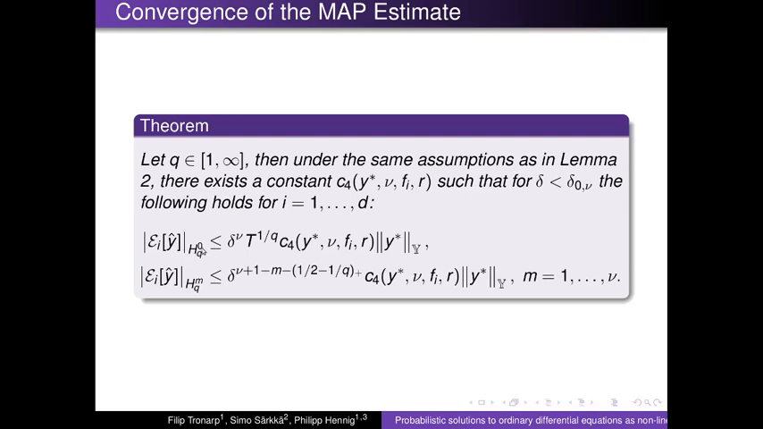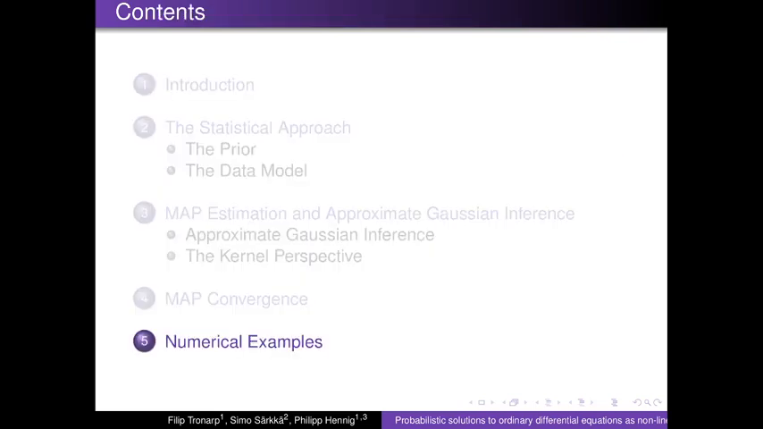So this is just the L^q norm of E_I, and so we see if we, for instance, put q equal to infinity, then we converge uniformly at the rate of delta to the power of nu. And then we have some slightly worse convergence rates for the derivatives. Yeah, and so that's nice, things converge. And now we can look a bit at numerical examples.